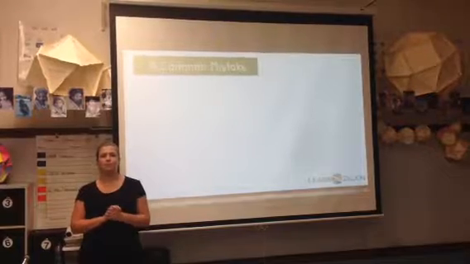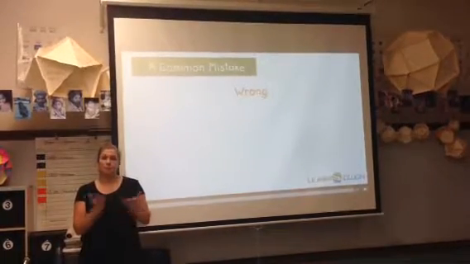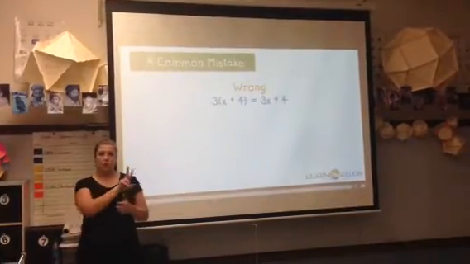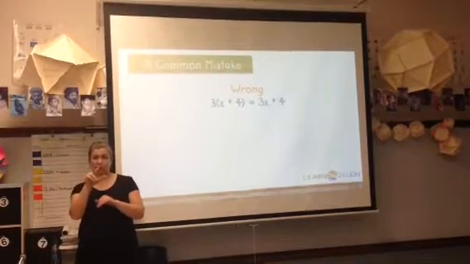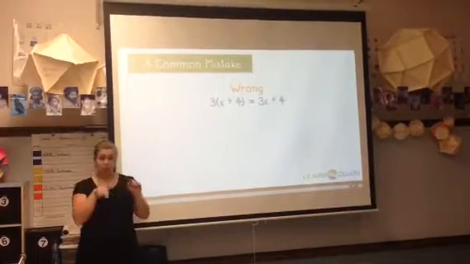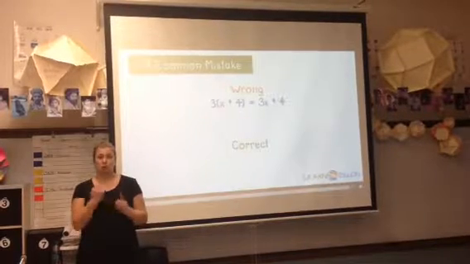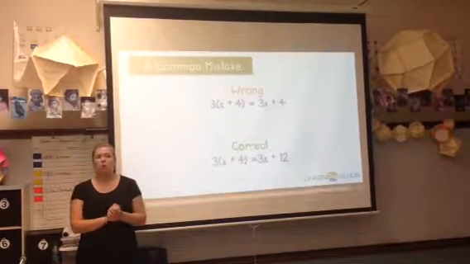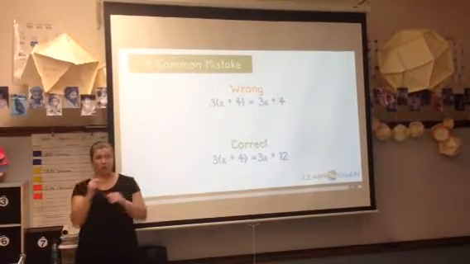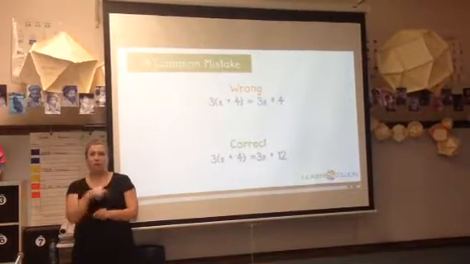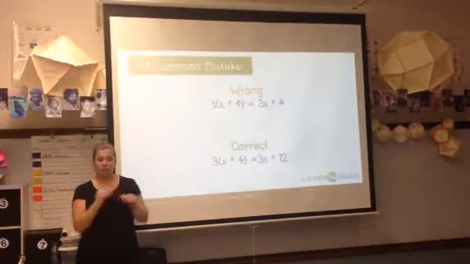Let's take a look at a common mistake that students make. A student may incorrectly simplify 3 times the quantity x plus 4 as 3x plus 4 because they did not distribute to both terms inside the parentheses. The correct way to simplify this is to say that 3 times the quantity x plus 4 is equal to 3x plus 12, because 3 times x is 3x and 3 times 4 is 12.